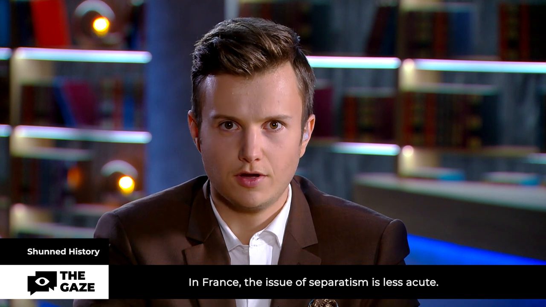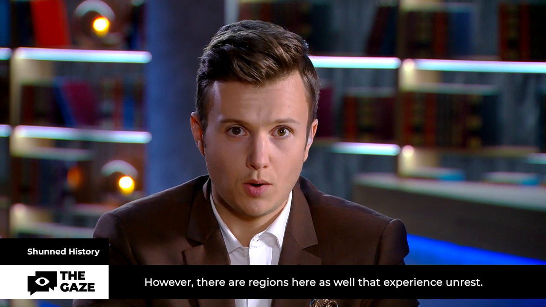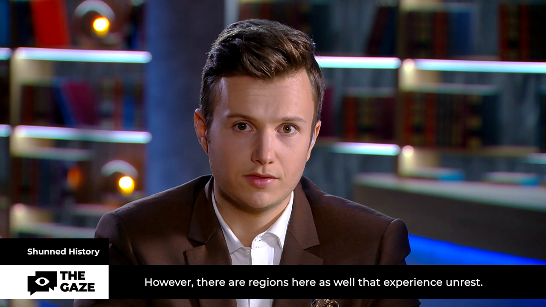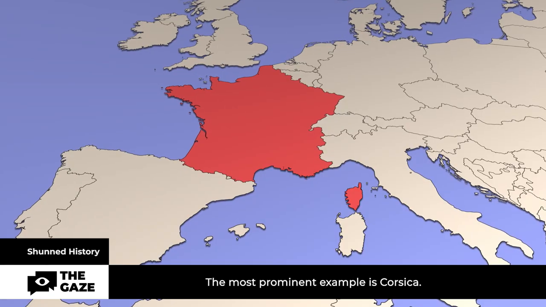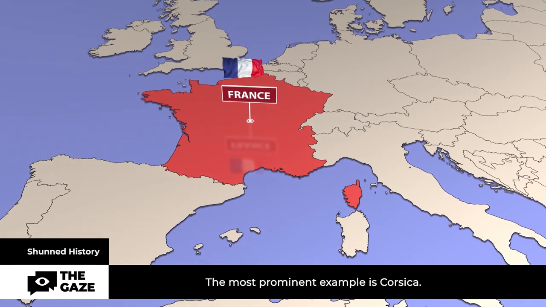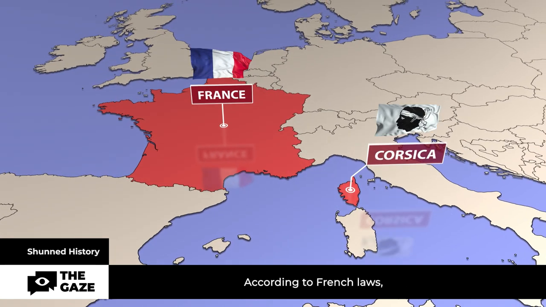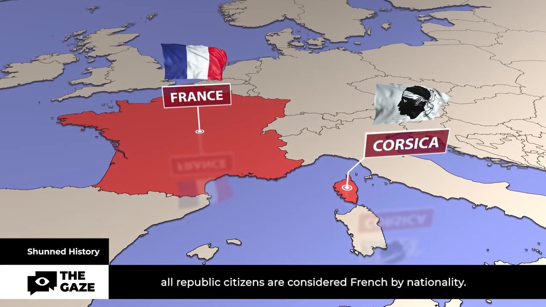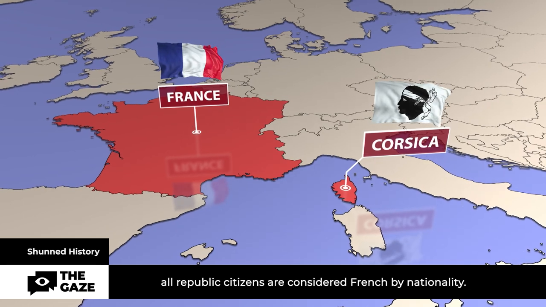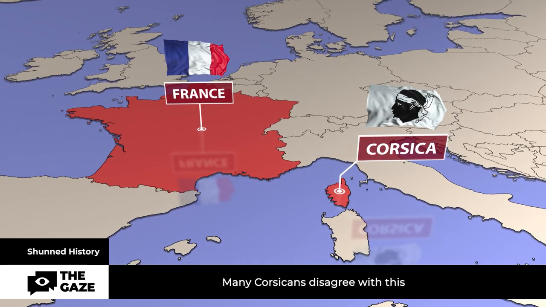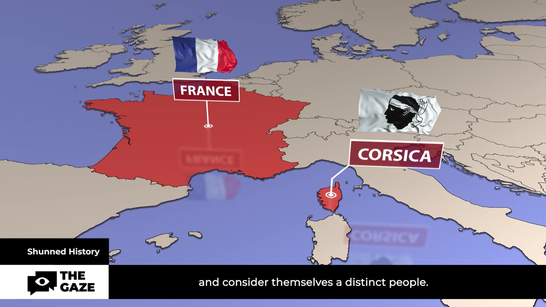In France, the issue of separatism is less acute. However, there are regions here as well that experience unrest. The most prominent example is Corsica. According to French laws, all Republic citizens are considered French by nationality. Many Corsicans disagree with this and consider themselves a distinct people.